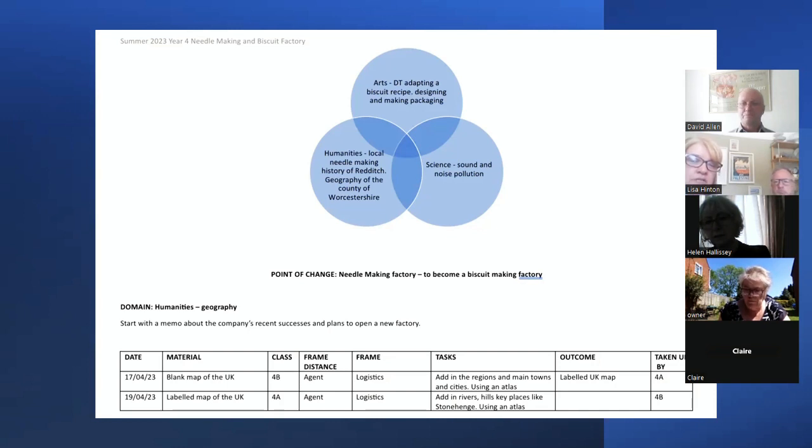Yeah, is that okay for now, David? Yeah, and you talked about the chart yourself, didn't you? And that you were not quite clear sometimes what the frame distance was. We've had this meeting today.